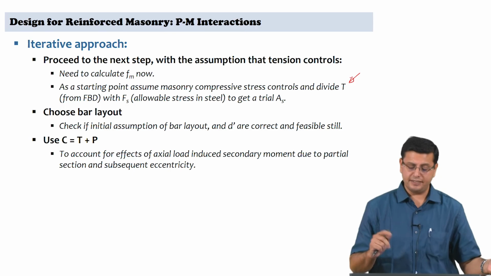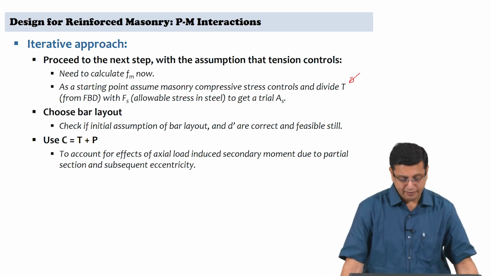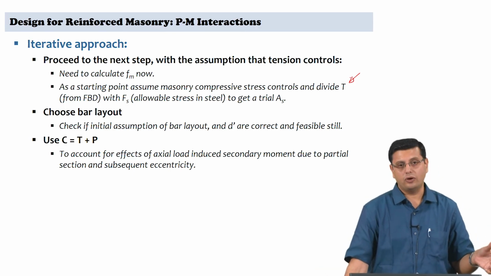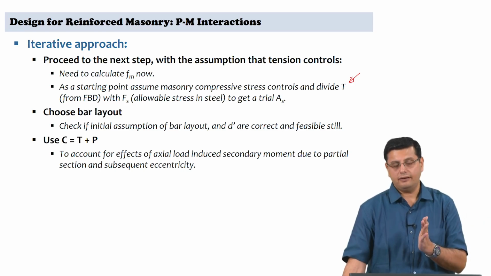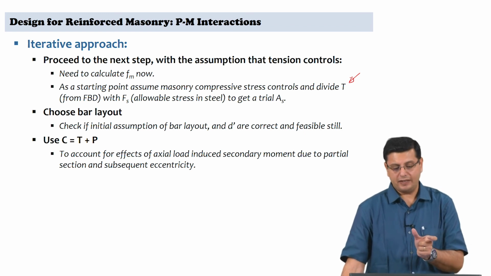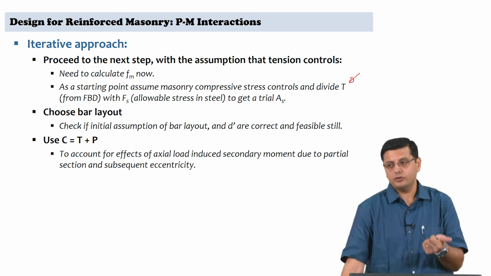This compression and tension is because of the bending itself. So, you actually have to account for the secondary effects. There is going to be cracking in the wall, a shift of the centroid, an eccentricity caused because of the cracking, and due to the axial force there will be secondary moments.